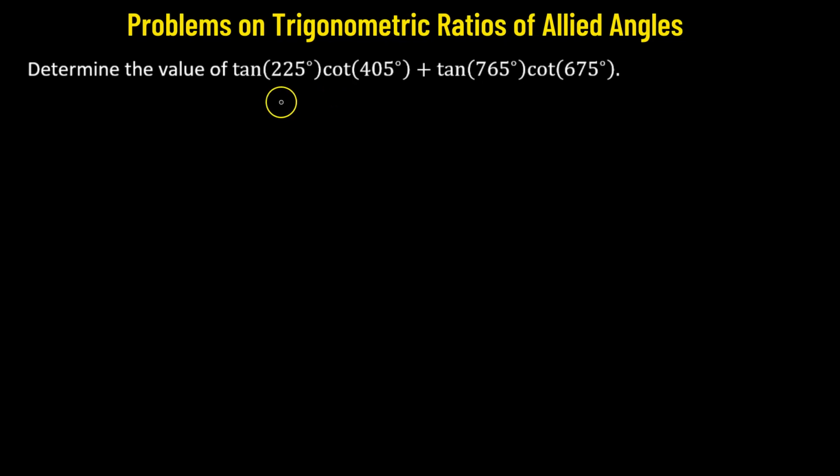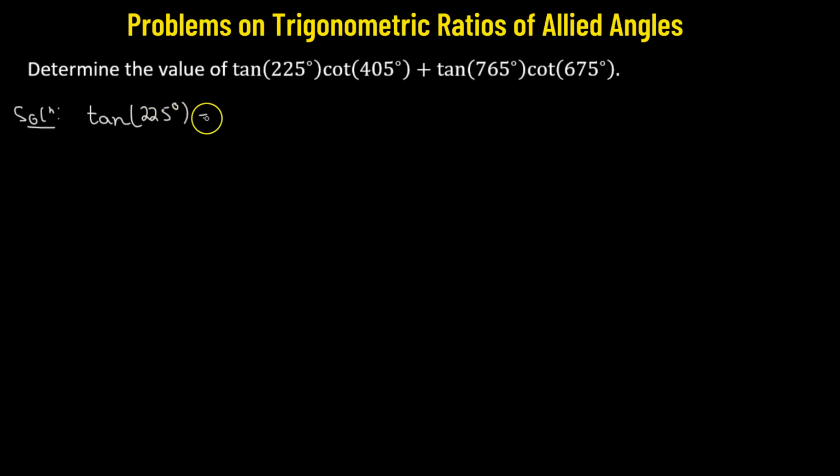In this problem, we need to find out the value of the given trigonometric expression. Let us begin. What we'll do first, we'll try to find out the individual ratios. So first we begin with tangent of 225 degrees.